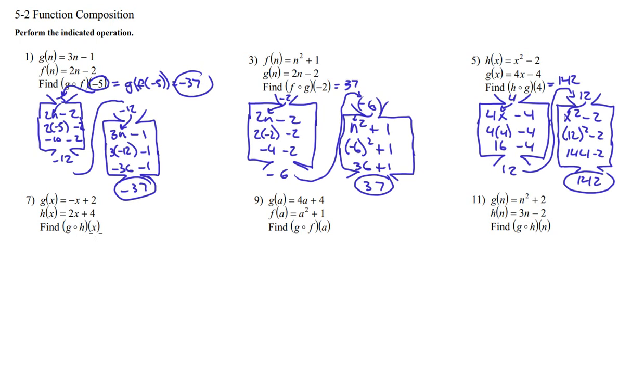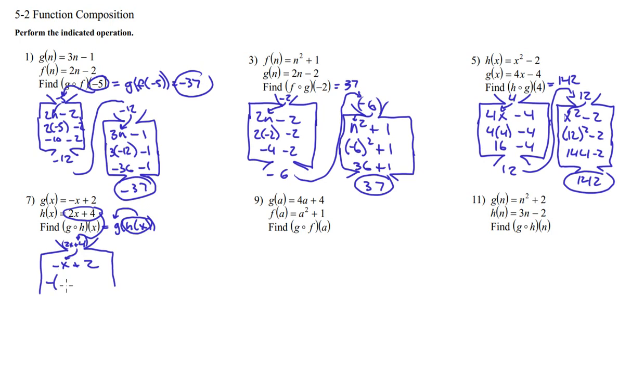Now we got g of h of x. So really, this is actually just one function machine. Remember, this equals g of h of x. So really what we're going to do is take h of x and plug that into the g machine here. So we do this. The g machine is negative x plus 2. And now h of x, which is 2x plus 4, that's what's going to go in right here. That whole 2x plus 4 is going to replace the x.